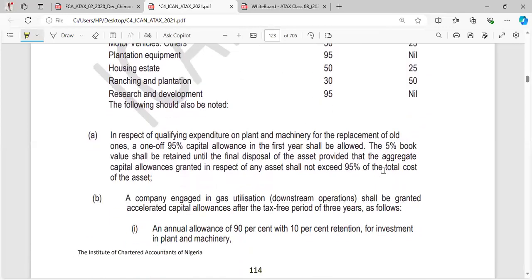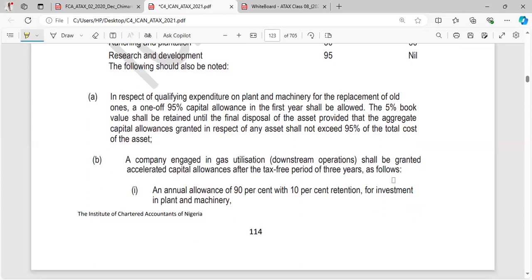It should be noted that in respect of qualifying expenditure on plant and machinery for the replacement of old ones, a one-off 95% capital allowance in the first year shall be allowed. 5% book value shall be retained until the final disposal of the assets, provided that the aggregate capital allowance granted in respect of any assets shall not exceed 95% of the total cost of the asset. That's not much to bother about.